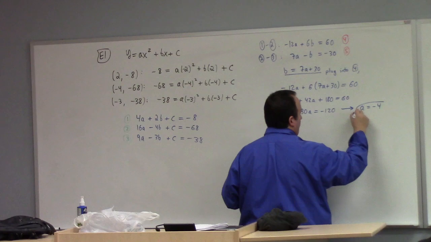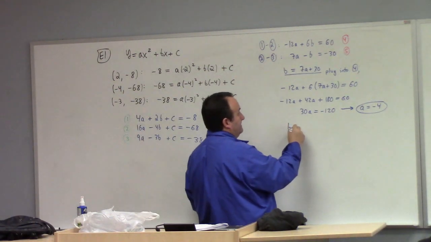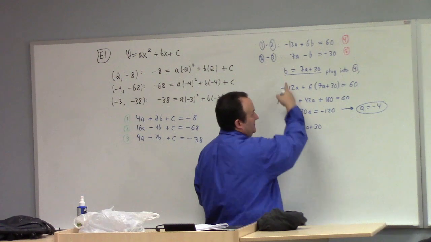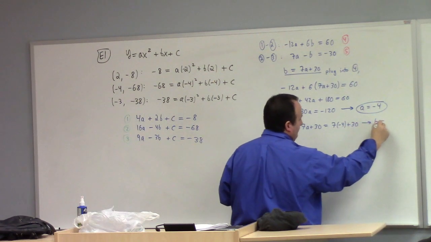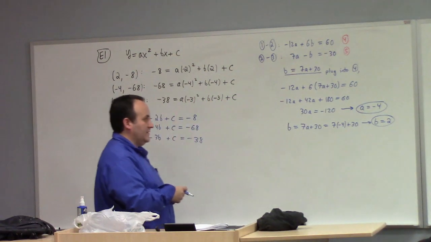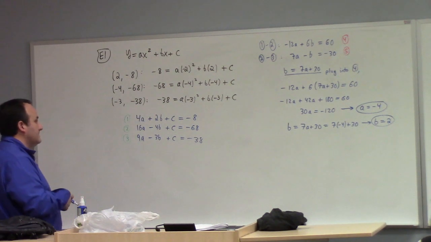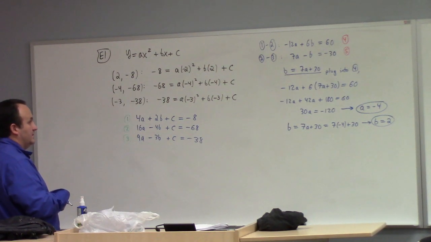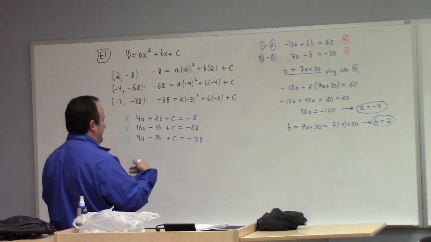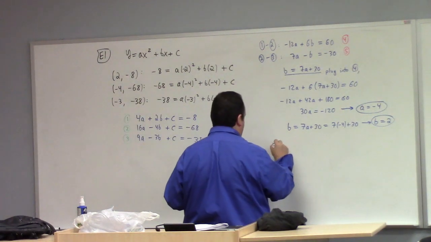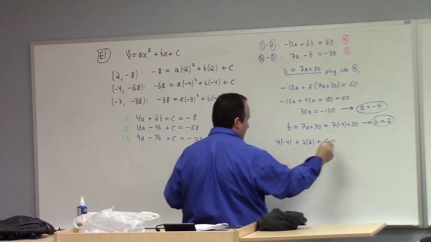Minus 4, right. Notice the minus. a is -4, so what's b then? So we go back to this one here, 7a plus 30. So that's 7 times -4 plus 30, also known as 2. Right? And then how do you find c? You plug a and b into the first equation. Which one do you want to use? You can't go wrong, right? Number one. Okay, so we've got 4 times -4 plus 2 times 2 plus c equals -8. This is from equation 1, right?